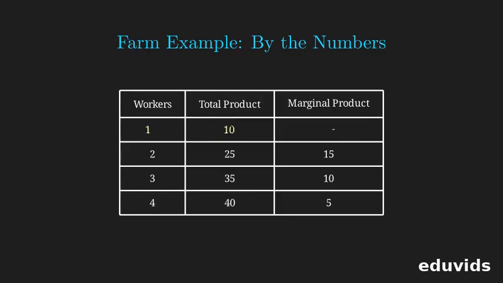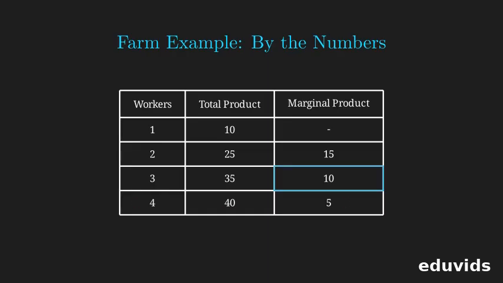Let's use our farm example. With one farmer, the farm produces 10 bags of corn. Adding a second farmer might boost total output to 25 bags, meaning the second farmer added 15 bags. This is increasing returns. Now, adding a third farmer only brings total output to 35 bags. This farmer added 10 bags, which is less than the second. Here, we see diminishing marginal returns setting in because the additional output from the third farmer is smaller.